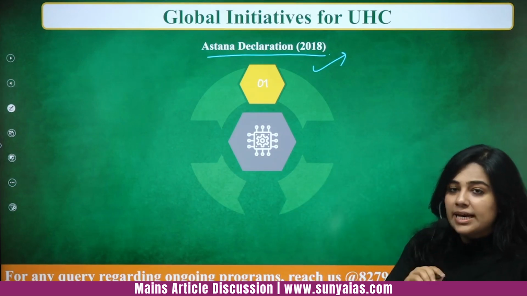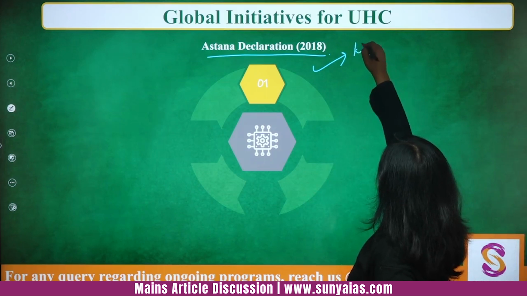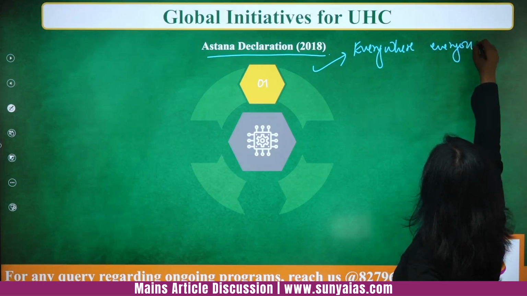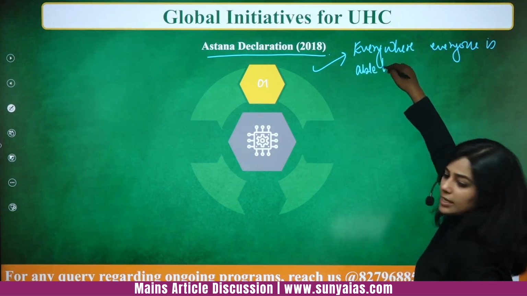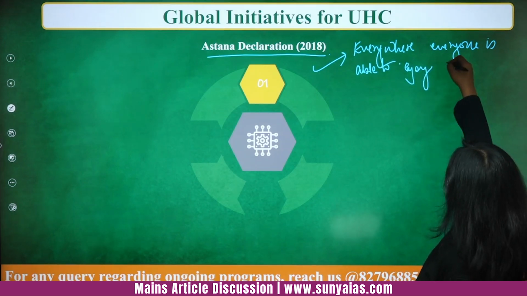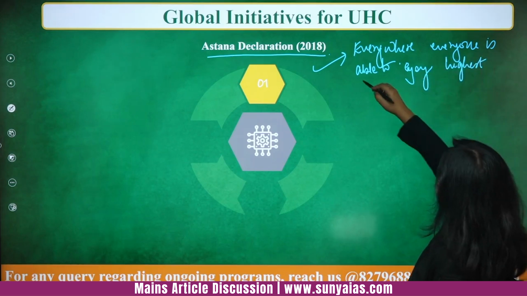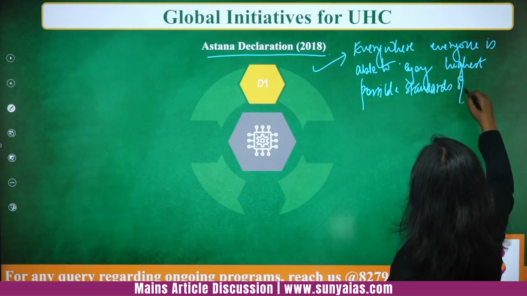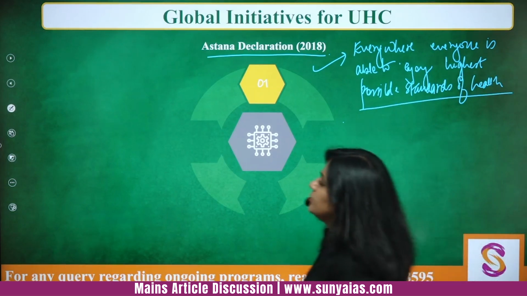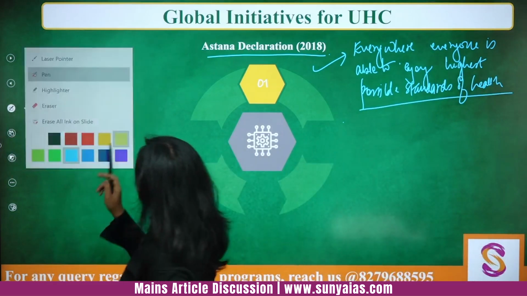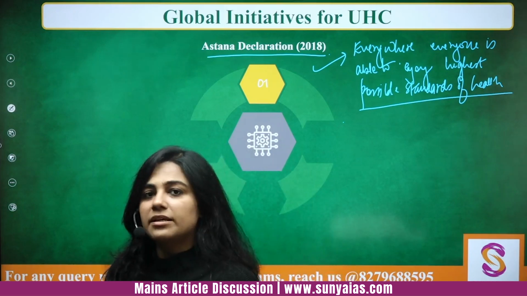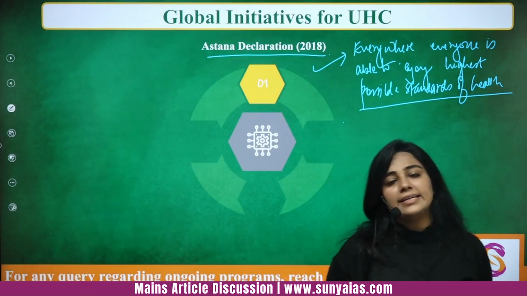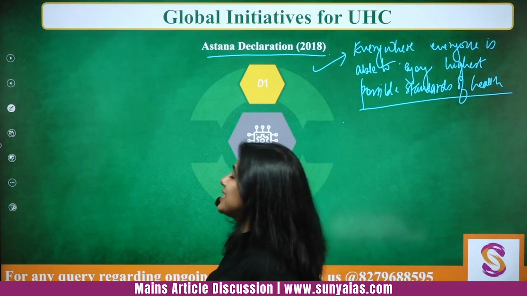The aim was, and please write this down, the aim was everywhere, everyone is able to enjoy highest possible standards of health. ये अस्थाना डिक्लेरेशन ने बोला था कि एवरीवेयर एवरीवन इज एबल टू अचीव हाईएस्ट पॉसिबल स्टैंडर्ड्स ऑफ हेल्थ। नाउ जस्ट थिंक अबाउट इट, प्लेसेस लाइक गाजा wherein every day people are dying in tens and hundreds, how do you expect that this Astana declaration is being fulfilled?